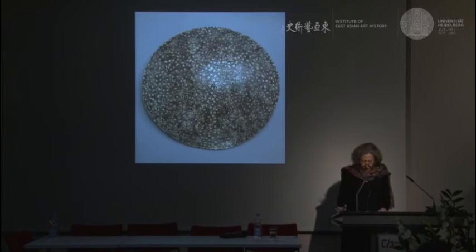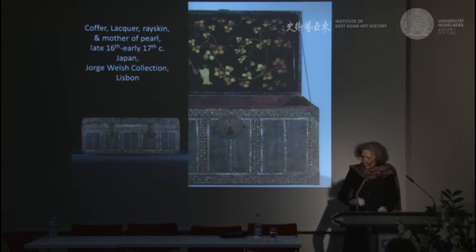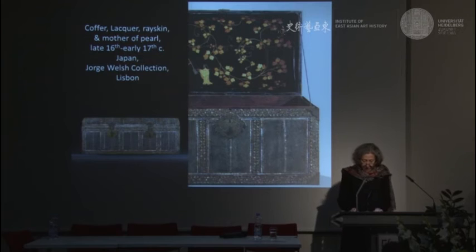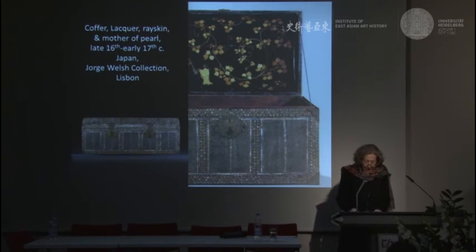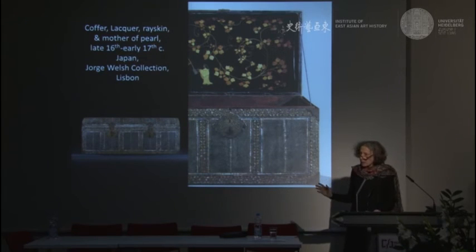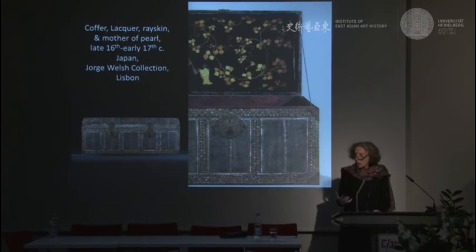Among the uses of ray skin within Japan in the late 16th century was to cover large coffers, caskets, and escritoires that were being made for export to Europe. It's possible that initially the application of ray skin to coffers was a cheaper and faster alternative for covering these large surfaces than sprinkled gold, makie.